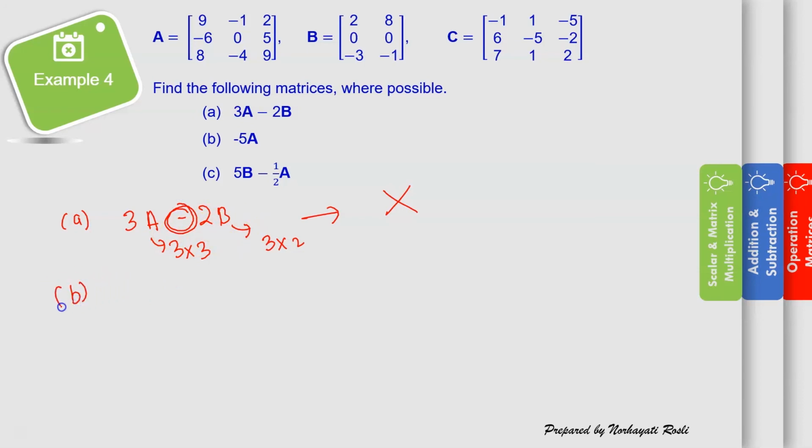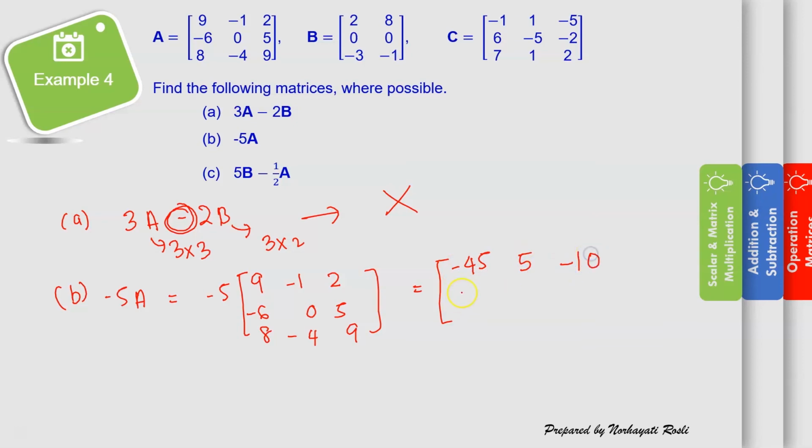If we go to B, which is negative 5 times A matrix, this is a scalar times A matrix. We get here negative 5 times 9, negative 1, 2, negative 6, 0, 5, 8, negative 4, and 9. When we solve this one, we'll get negative 45, 5, negative 10, 30, 0, negative 25, negative 5 times 8, we get negative 40, 20, and the last one negative 45. So this is the answer for B.